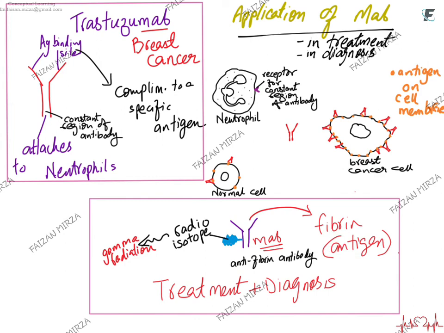No matter where the clot is present, no matter how deep the clot is, these antibodies will have antigen binding sites complementary to the fibrin. They will go and attach to the fibrin. Once they attach to the fibrin, you can note down the gamma radiation being emitted from the particular body part of the patient, and this radioisotope will keep on emitting gamma radiation. So you can see the localized emission of gamma radiation from that patient, so the location of that deep clot can actually be seen. So these are the applications of monoclonal antibodies in the treatment and the diagnosis of various disorders.